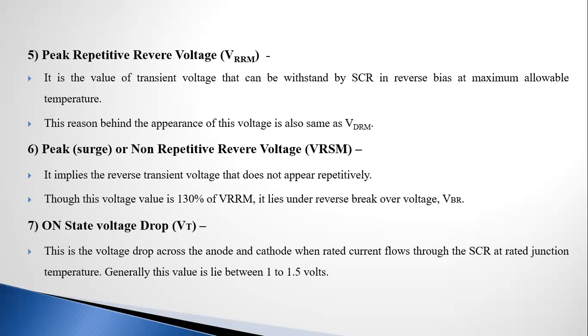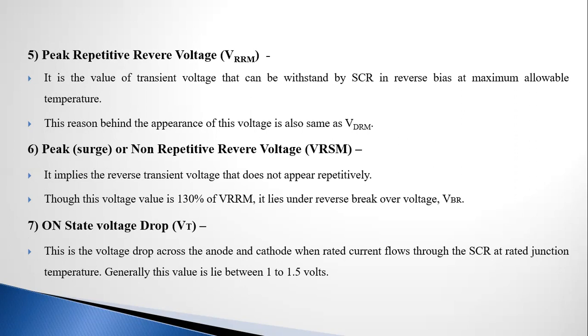Next one is peak repetitive reverse voltage. It is identified and denoted by V_RRM. It is the value of transient voltage that can be withstood by the SCR in reverse bias at maximum allowable temperature. The reason behind the appearance of this voltage is also the same as V_DRM. So that is the function of the peak repetitive reverse voltage, that is V_RRM.